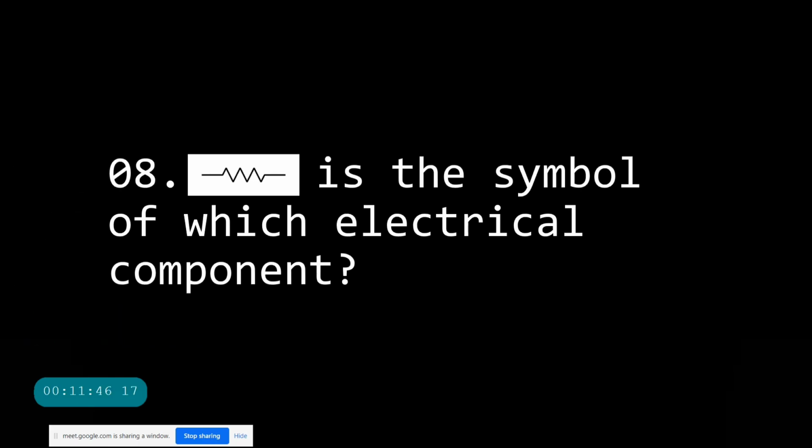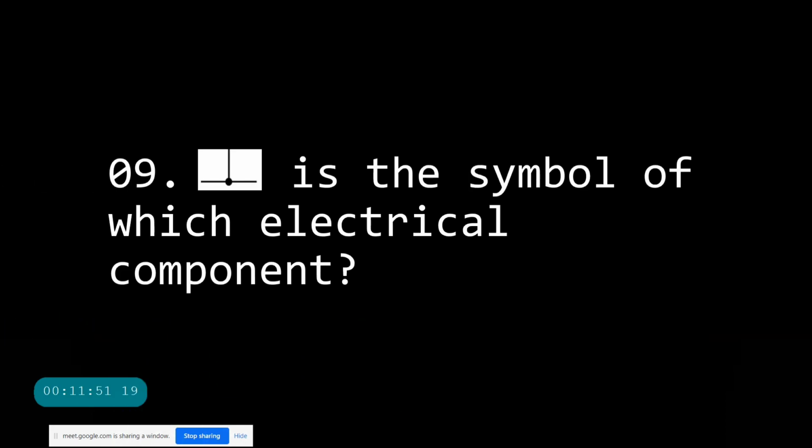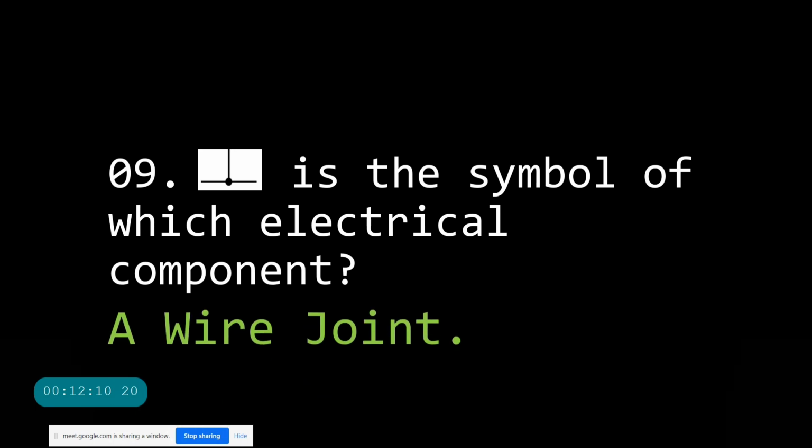And what is this symbol? Resistance. Right. And this symbol? You saw this symbol, right? This is a wire joint. When you join two wires and that is represented in the circuit diagram, it is represented like this. The joint is represented like this.